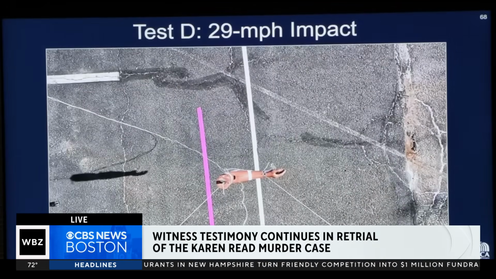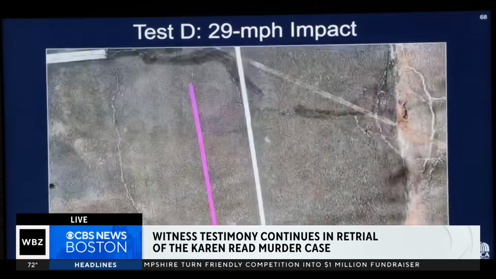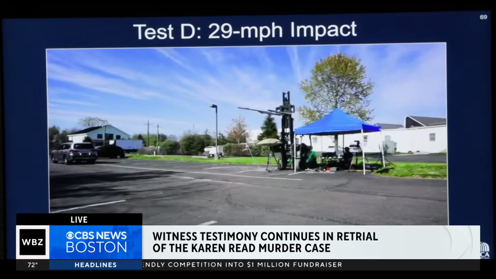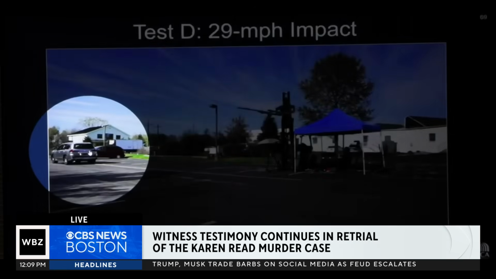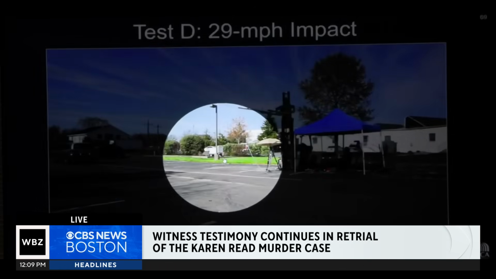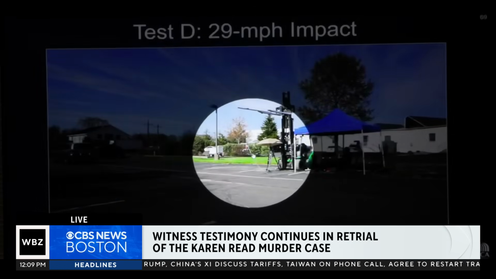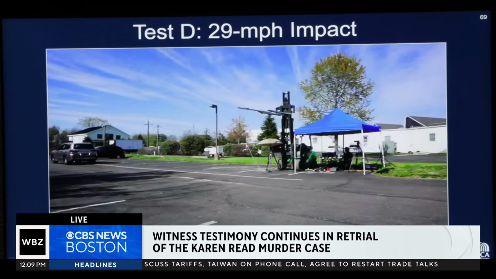Okay. Next slide, please. What are we looking at in this video? So this is going to be a slow motion video. You'll see the Lexus accelerate in reverse, making contact with the arm. And again, this is the 29 mile per hour impact test.